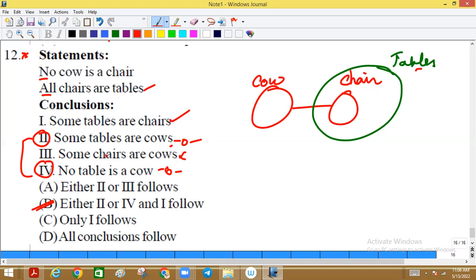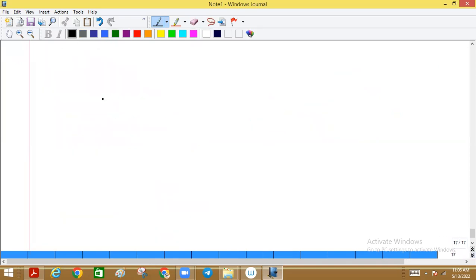So write down, this pair is called a complementary pair. Write down the heading now. Complementary pairs.